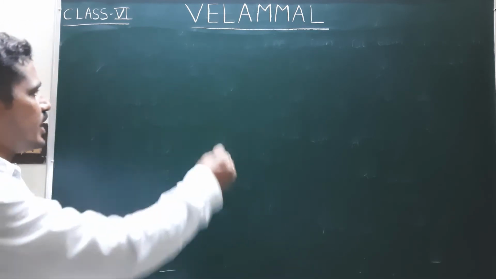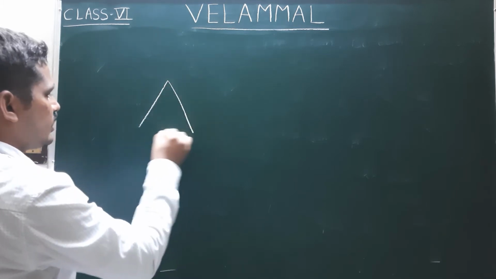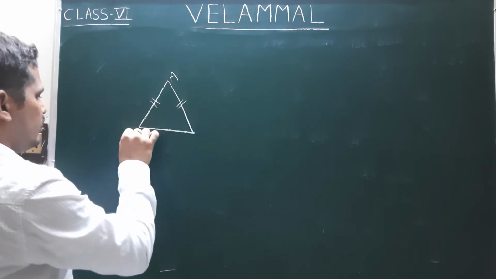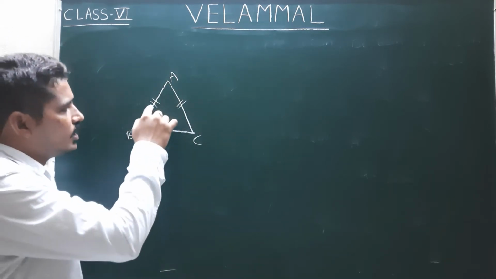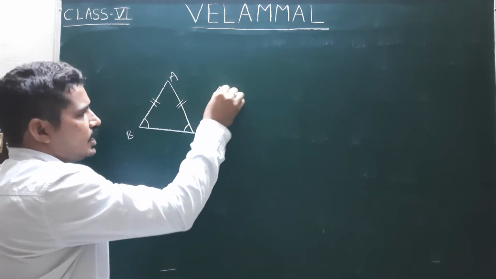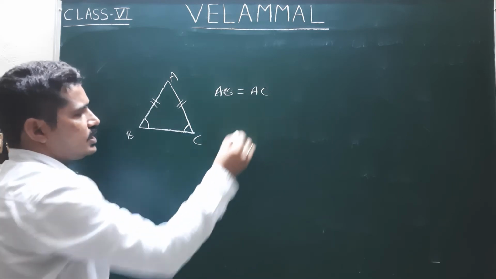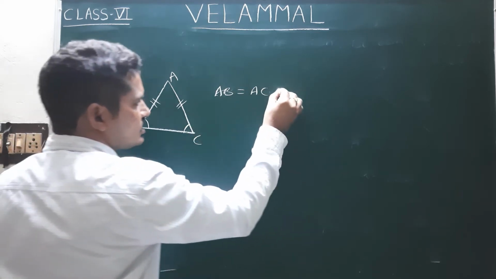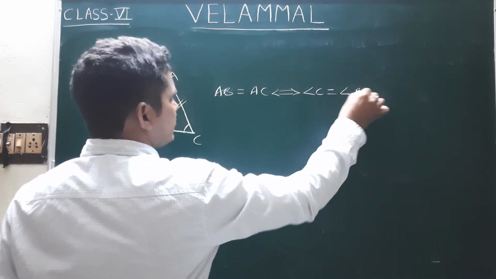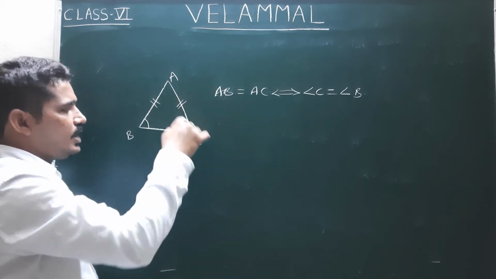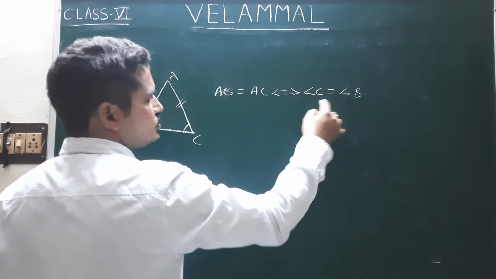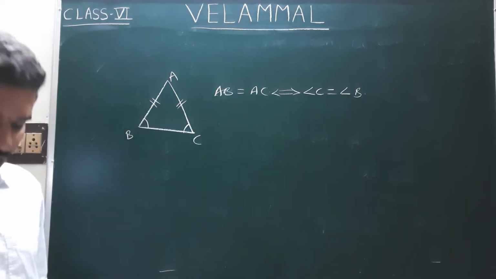In an isosceles triangle, if we are taking this as the isosceles triangle and these two sides are equal, then the angles opposite to them will be equal. If AB is equal to AC, then we can say that angle C is equal to angle B. To AB, angle C is opposite, and to AC, angle B is opposite, so these two will be equal. It is a true statement.